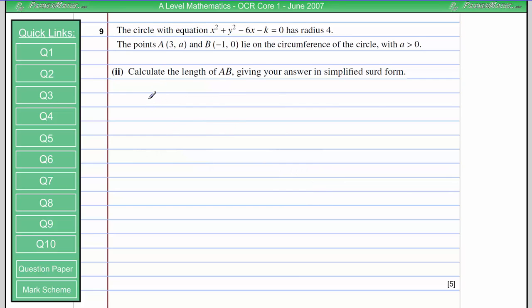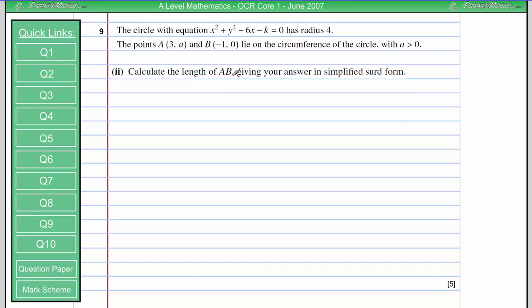In 9 part 2 we're told that the points capital A, which has coordinate 3, lowercase a, and capital B, which is minus 1, 0, lie on the circumference of the circle with a greater than 0. And we're asked to calculate the length of AB, giving our answer in simplified surd form.